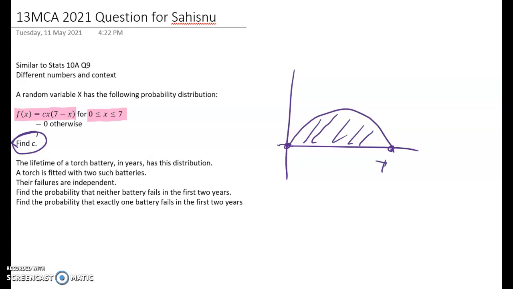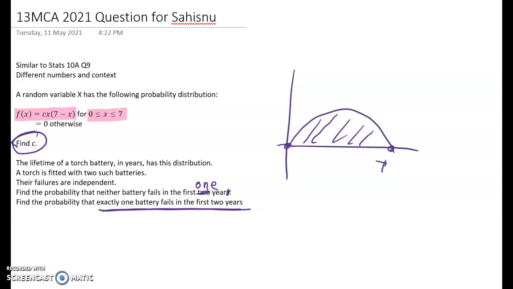Next we're told that a torch battery lifetime has this distribution. We've got a torch that has 2 batteries, and the failures of those batteries are independent, which seems like a pretty reasonable assumption, right? First we have to find the probability that neither battery fails in the first 2 years, and then the probability that exactly one battery fails in the first 2 years. Actually, I want to change that to the first 1 year, just to make the question a little bit different.